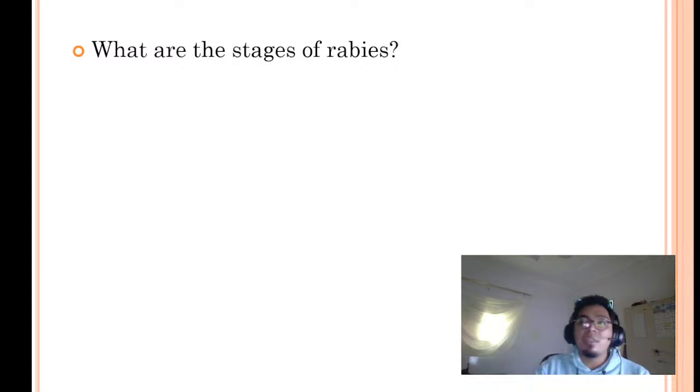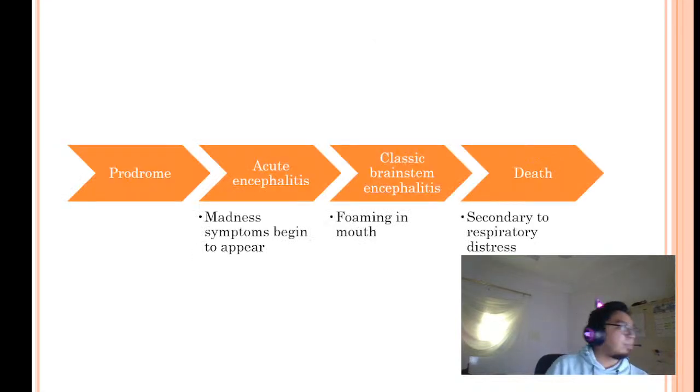Now, what are the stages of rabies? We have prodrome. Then acute encephalitis. Acute encephalitis can appear as psychosis or even madness. And then classical brainstem encephalitis would be characterized by foaming in the mouth and then death, primarily because of respiratory distress. Remember that the brain regulates unconscious, vital bodily activities. This includes breathing, and that usually causes most deaths in patients who have rabies.